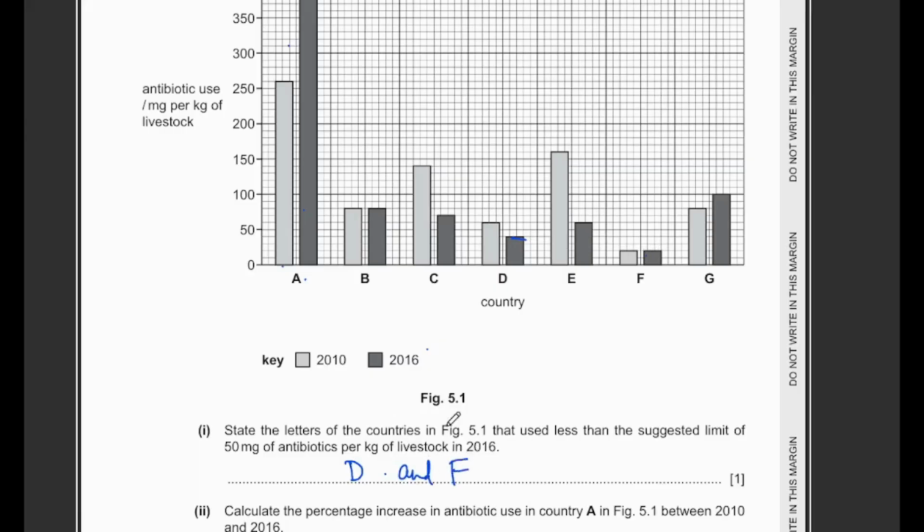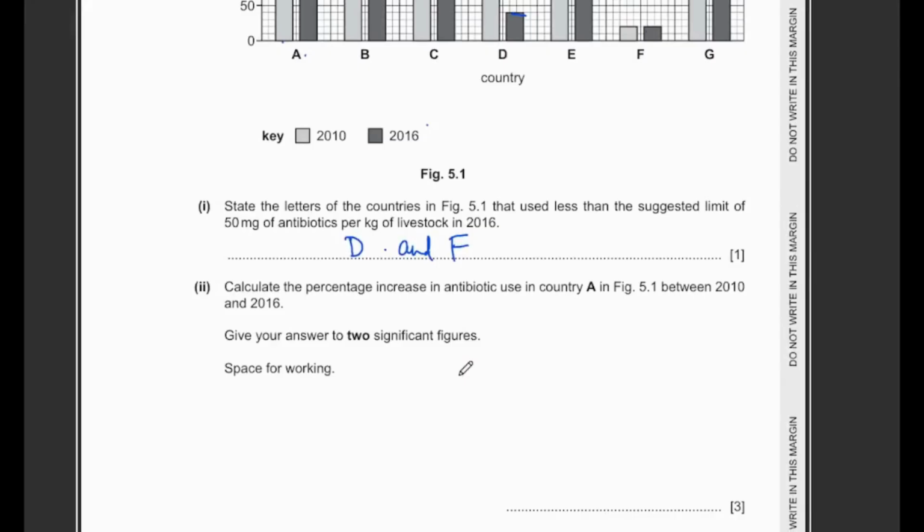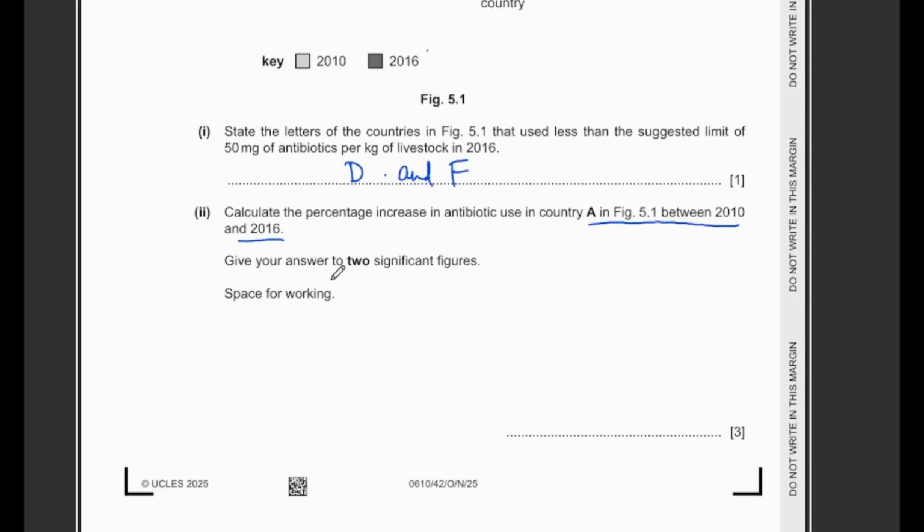Easy. Calculate the percentage increase in antibiotics used in country A between 2010 and 2016. So how will you write it? 3 marks are always distributed in this way, so you need to show your working. Give the answer to 2 significant figures, and show your working.